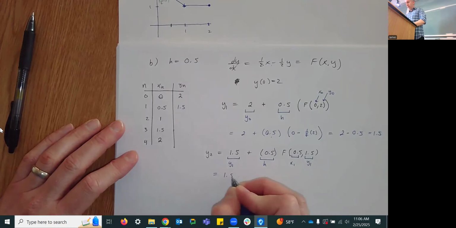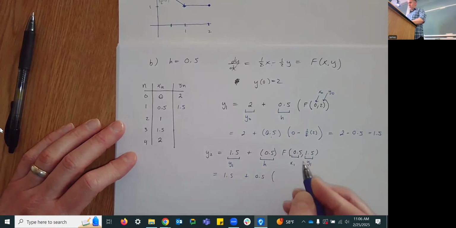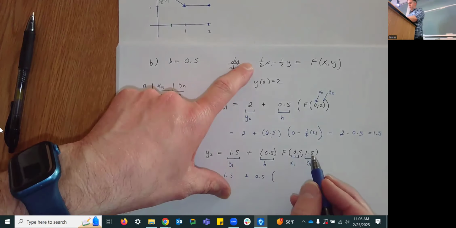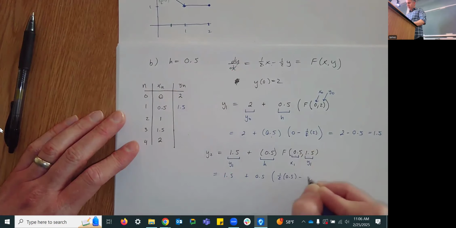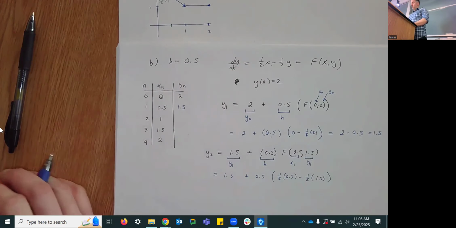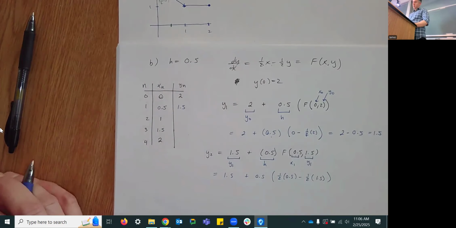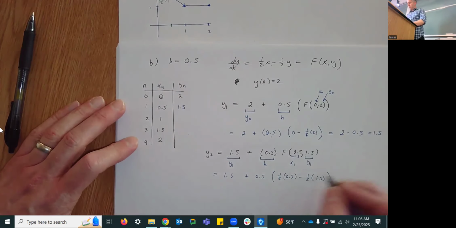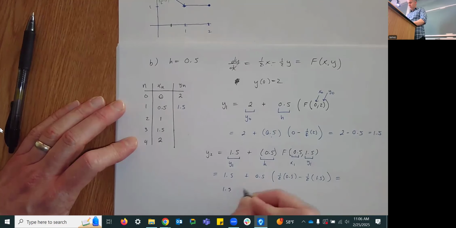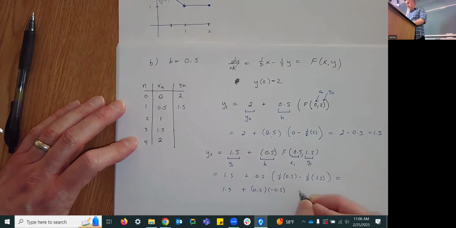So we're going to get 1.5 plus 0.5 times f of 0.5, 1.5, which is going to be 1/2 times 0.5 minus 1/2 times 1.5, which is going to equal negative 1/2. Yeah, 0.25 minus 0.75 is negative 0.5. So we get 1.5 plus 0.5 times negative 0.5, which is 1.5 minus 1/4, which is going to be 1.25.